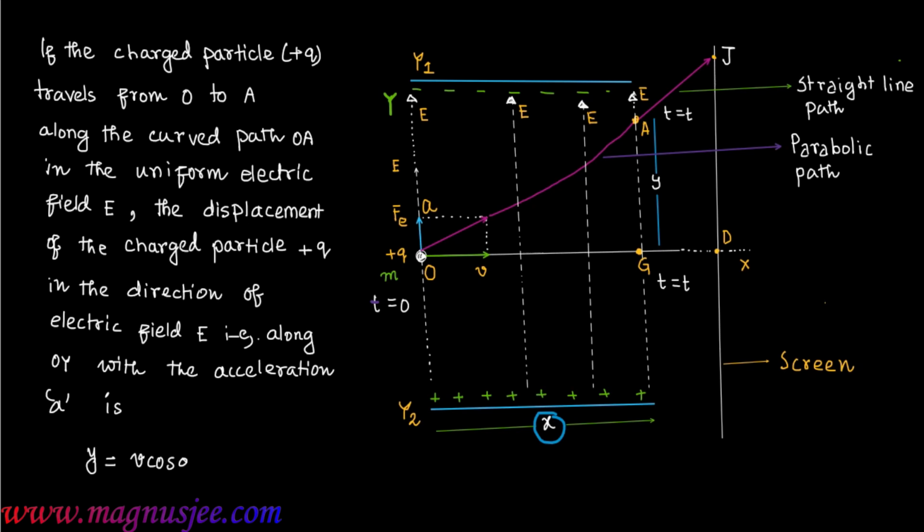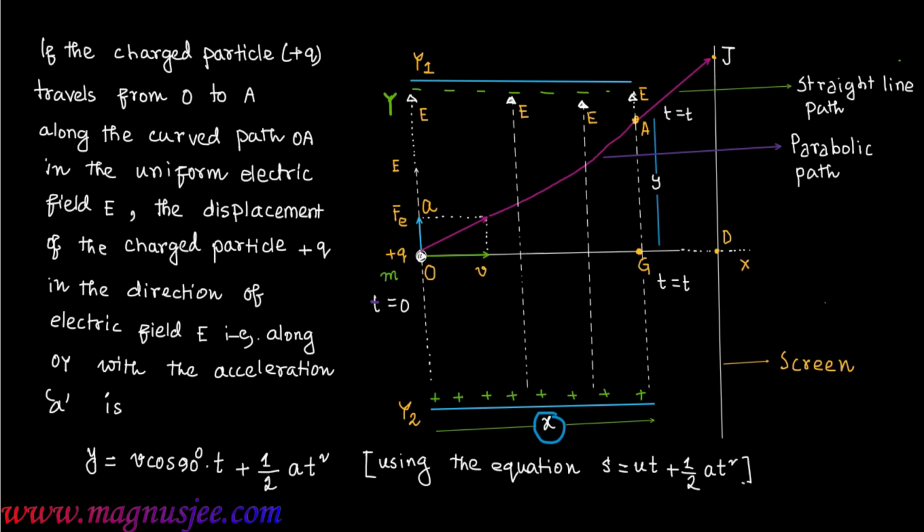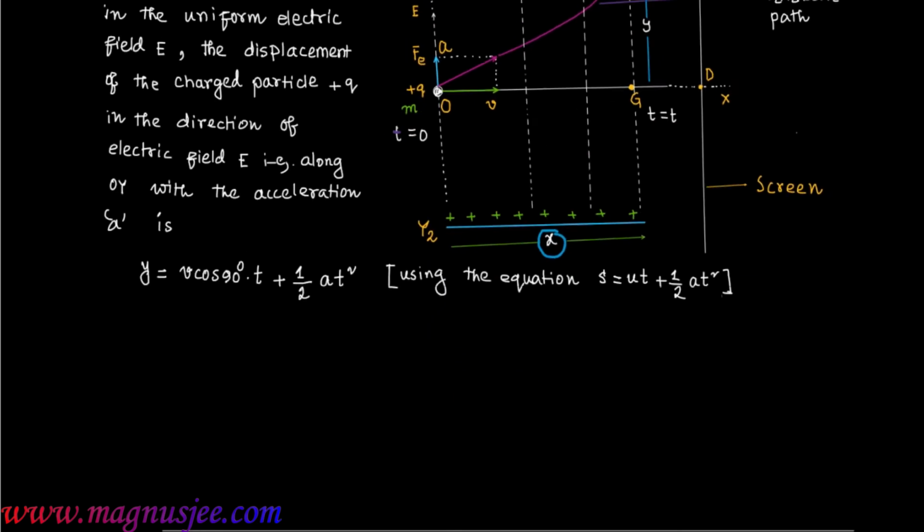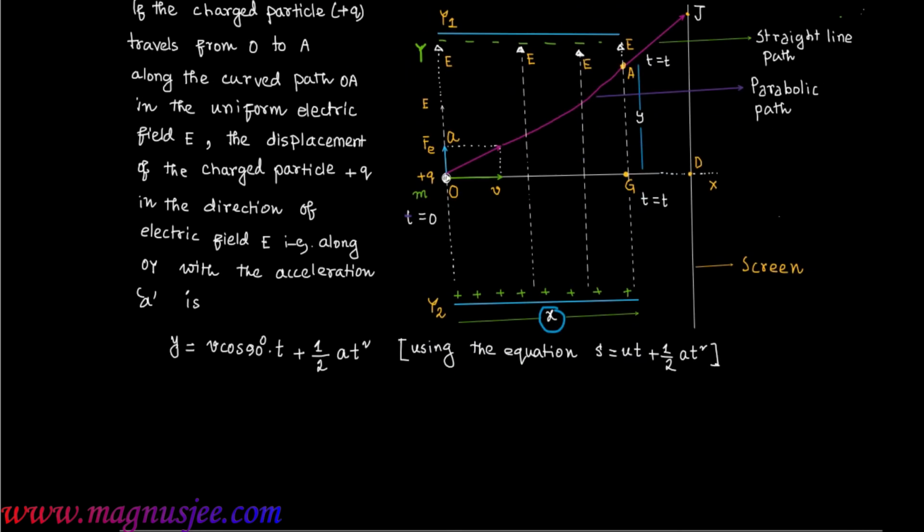y equal v cos 90 degree dot t plus half a t square, using s equal ut plus half a t square, where v is the velocity along OX. If we consider the component of velocity along OY, then we should consider the rectangular component of velocity, that is v cos 90 degree.